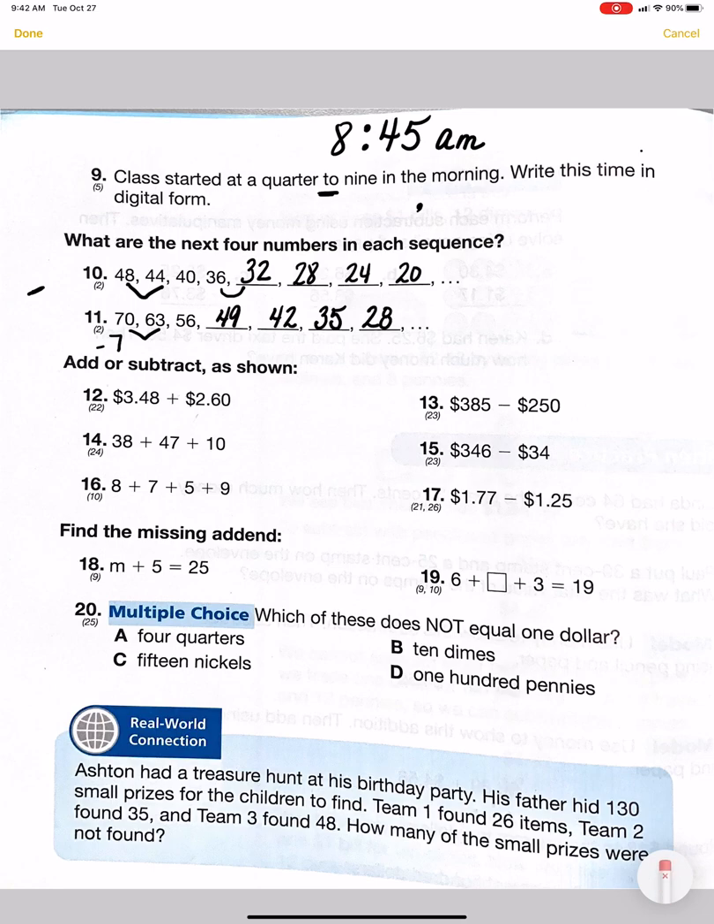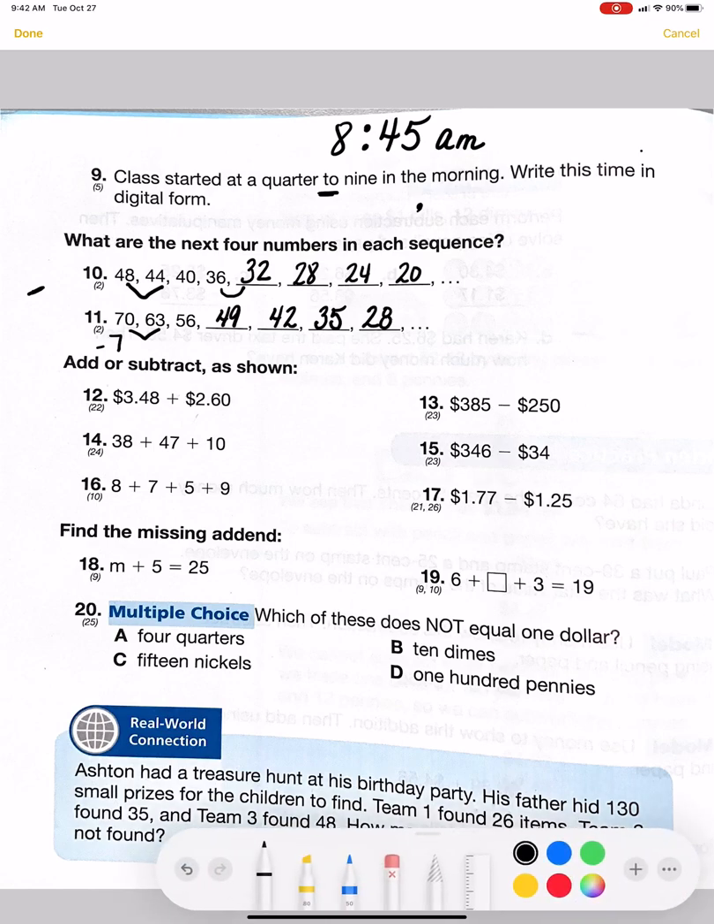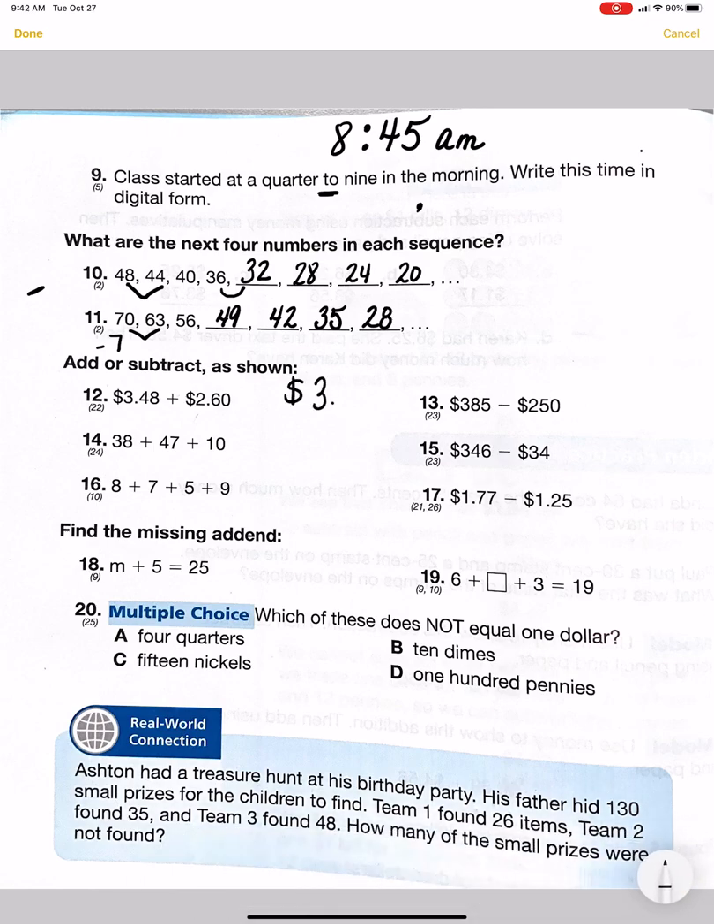Add or subtract as shown. I'll do them with you. $3.48 plus $2.60. 8 and nothing. This is 10 decimal 6. $6.80. Or it's not 80, $6.08 for number 12.